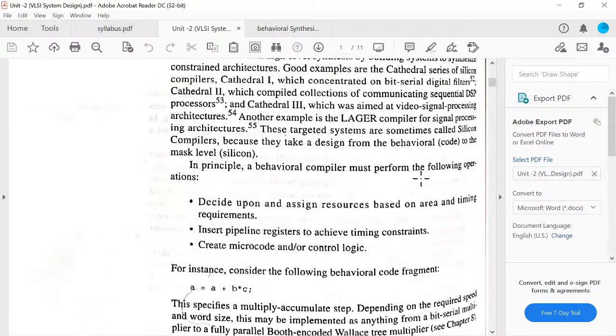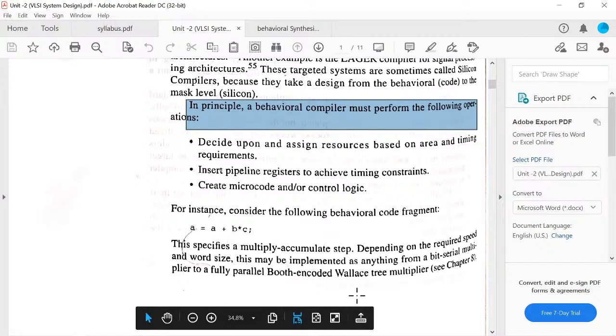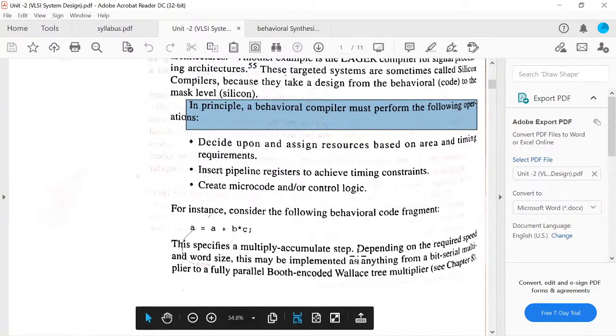Some terms are given here, such as the behavioral compiler must perform the following operations that are mentioned here. First is it decides upon and assigns resources based on the area and timing requirement. Second one is insert pipeline registers to achieve timing constraint, create microcode and control unit. Okay, the area constraint, these are the main limitations.